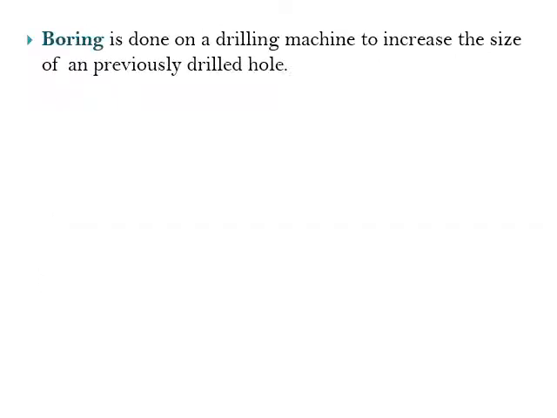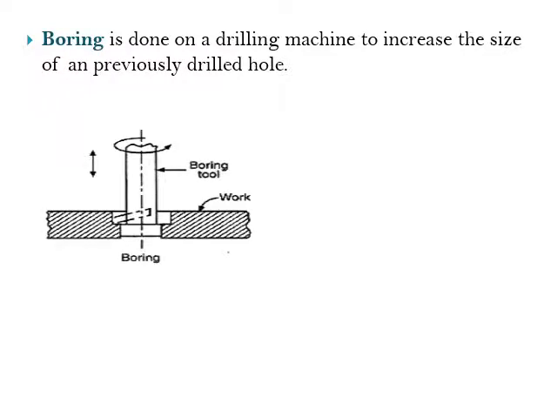Boring is done on the drilling machine to increase the size of a previously drilled hole. The previously drilled hole is enlarged. It is called the boring operation. So you can see this: earlier it was 24 mm, but with the help of a boring tool you can increase the hole.